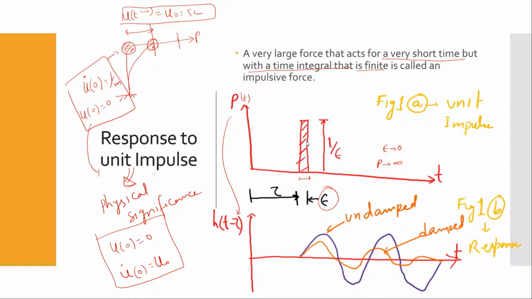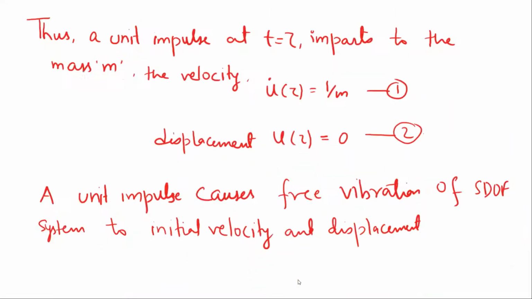So how would the response occur? The response would start at t equals tau, and it will continue if the undamped motion is there, and if there is damping, then it will diminish after some time. So thus a unit impulse at t equals tau imparts to the mass the velocity we have seen, that u dot tau equals 1 by m, and displacement u of tau equals 0.